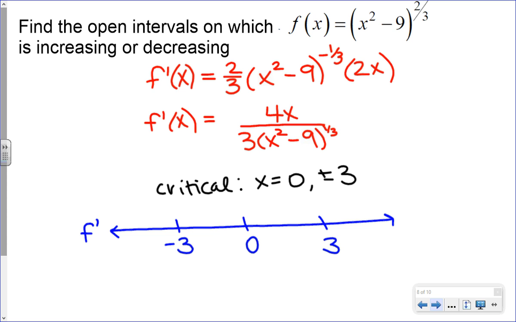Let's go to this interval right here. What number would you like to pick? -4? Okay. -4 would make our numerator negative. Do you agree? And our denominator would be what kind of number? Positive. Positive, because we'd have 16 minus 9 right there. I don't care what the number is, but we know we have negative over positive.